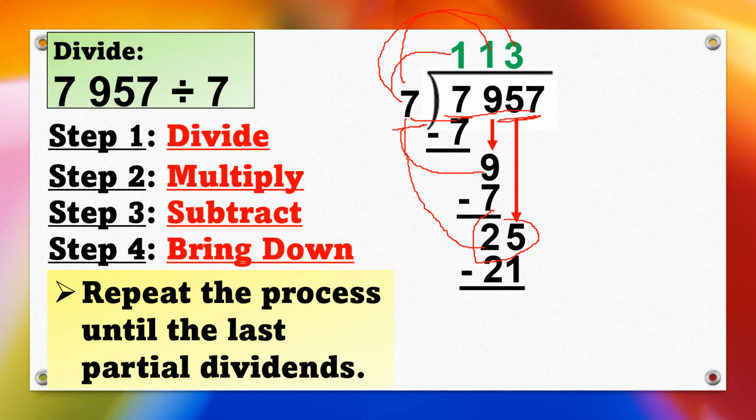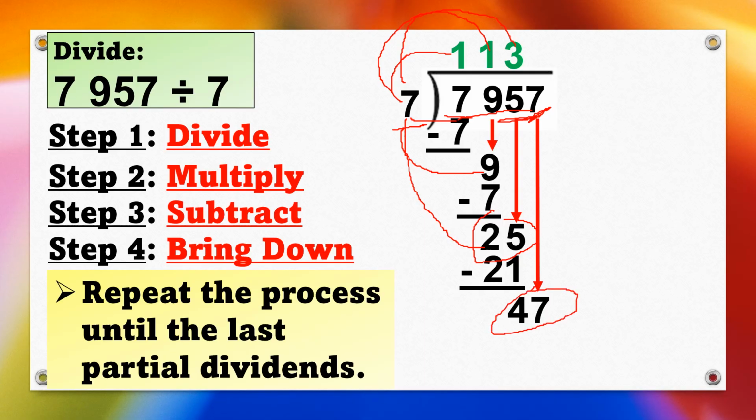So the next step is subtraction. You're going to subtract 5 minus 1, which is equal to 4. And 2 minus 2 is equal to 0. You do not need to write 0 before the number. And we have still here remaining number. Let's proceed to step number 4. What are we going to do with our last digit? Yes, we're going to bring down. Bring down 7 and write that beside 4. So this will be our last partial dividend. So we're going to repeat again the process.